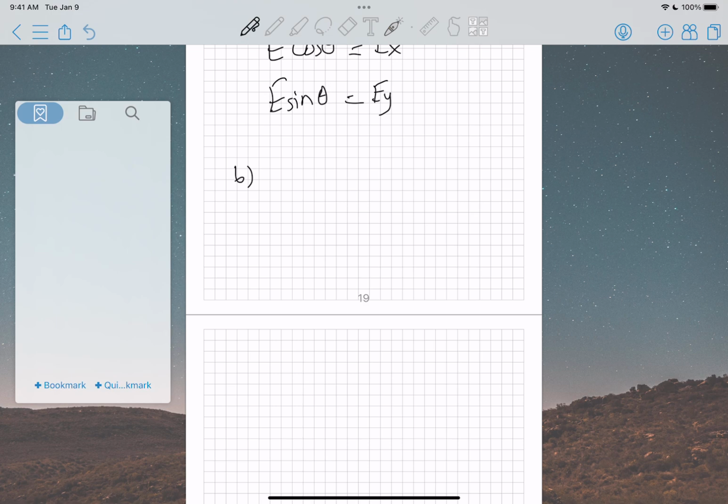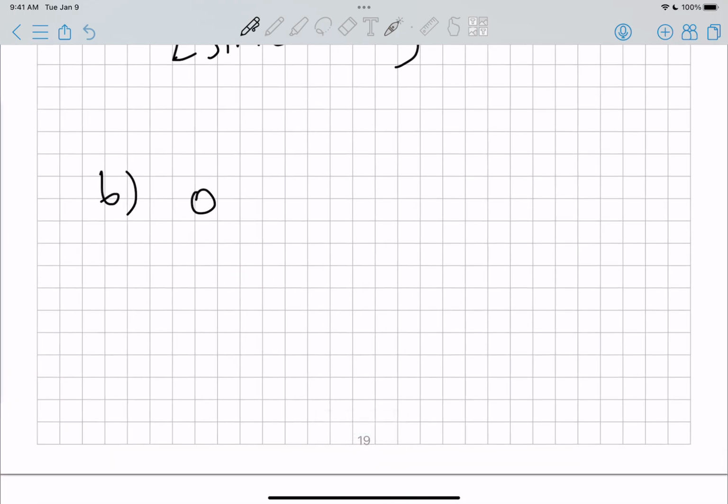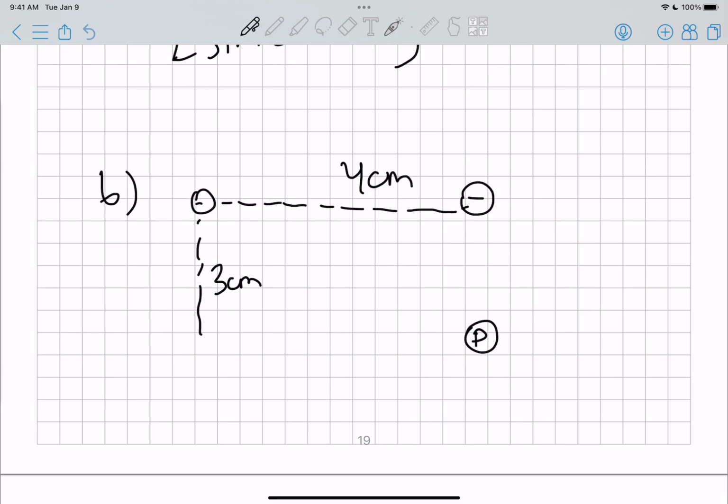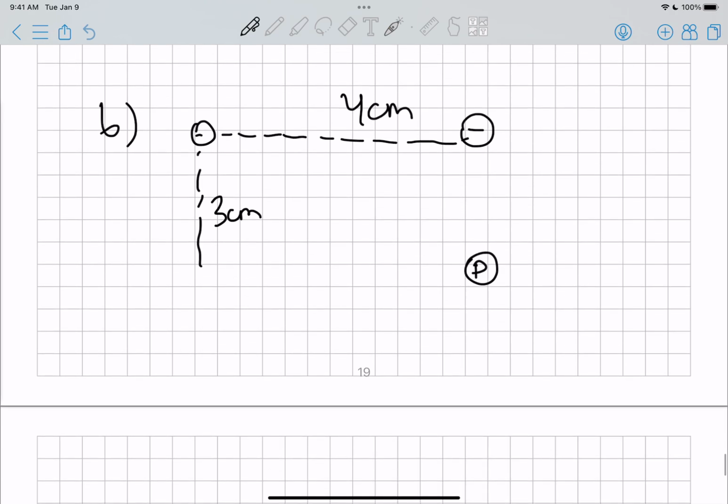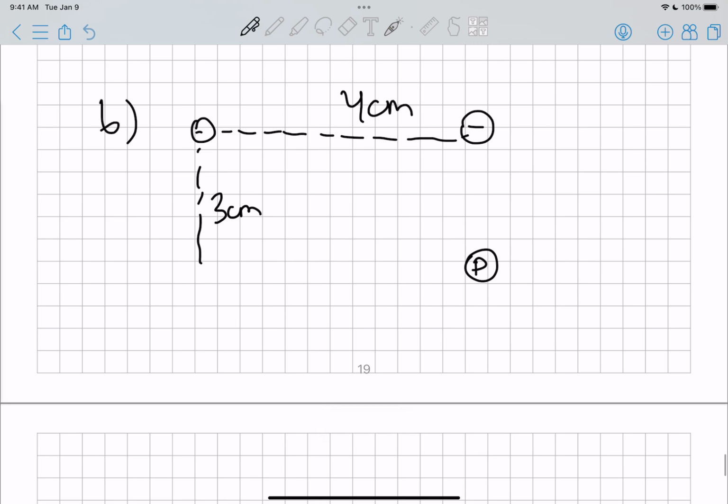Part B, determine the x and y components of the net electric field at point P, where they've now added a Q2, right? So here's Q1, that was negative. Here's Q2, that was negative. Here's point P, and once again, if it's just a point, we're assuming that it's a positive test charge, right? And the y distance is 3 centimeters, and the x distance is 4 centimeters here, right? So, once again, we already figured the electric field here.